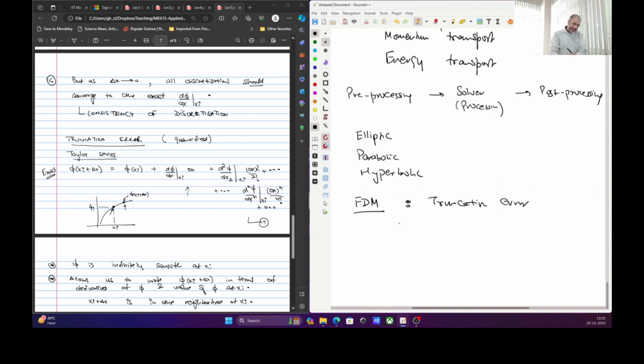So once you discretize, discretization of the governing differential equation results in a linear system of the type Ax equal to b, where x is the list of unknowns that you have to solve for, which is basically phi values at the different nodes in the domain.